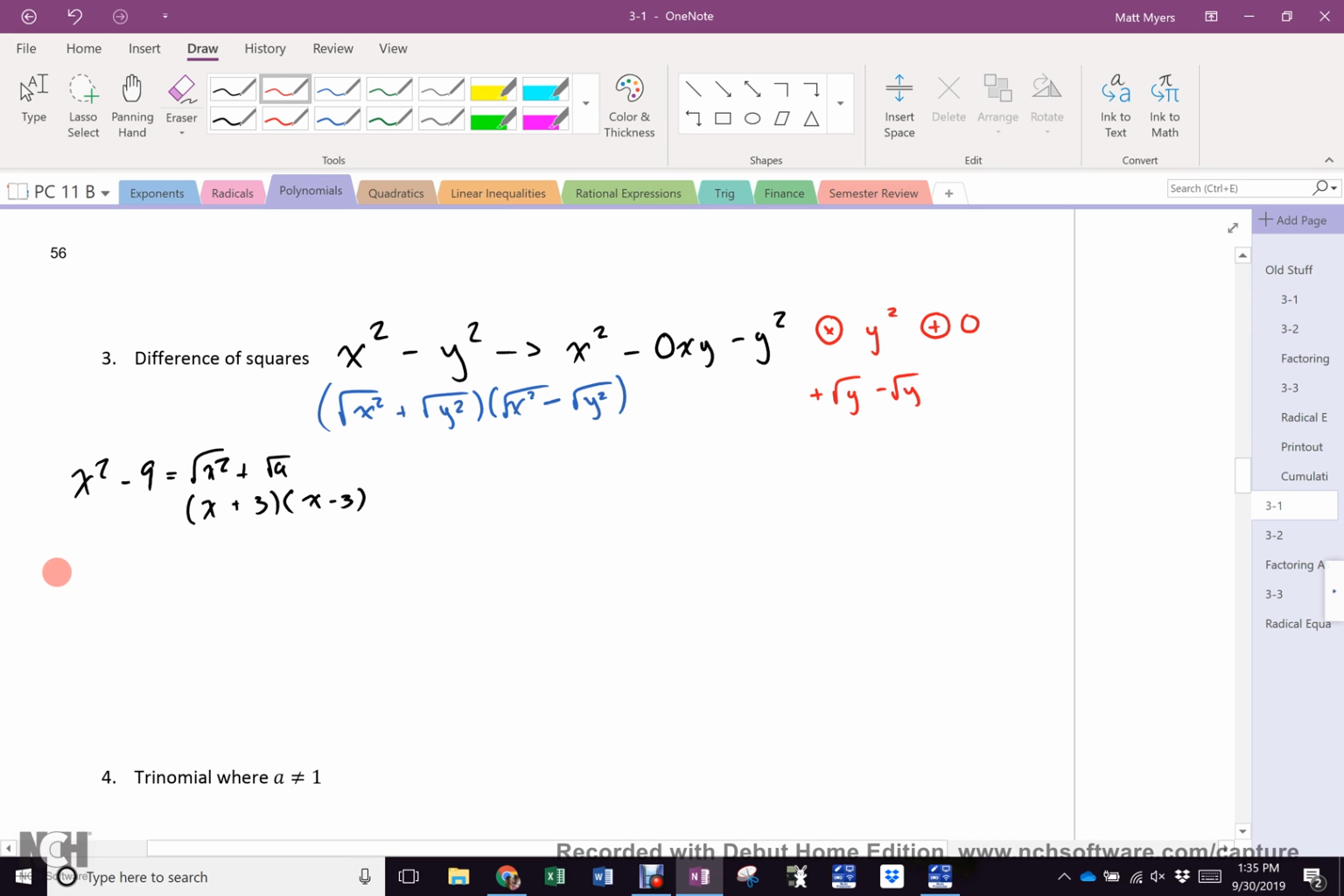What if it's this? 64 minus y squared. What's that one? Root 64, which is 8. I usually do my pluses first. Root y squared, which is y, and then what? The conjugate. Yeah? Okay.